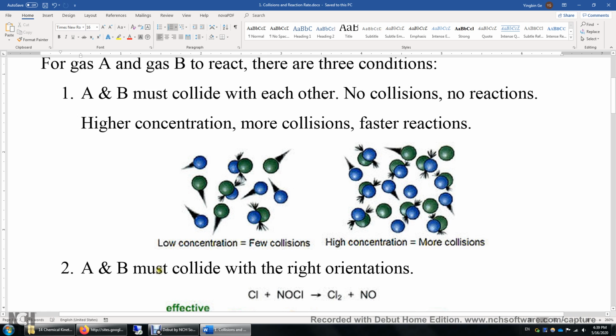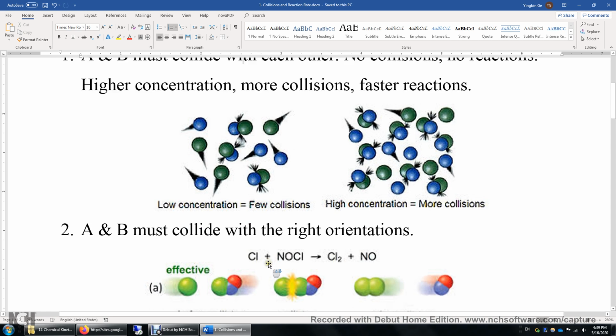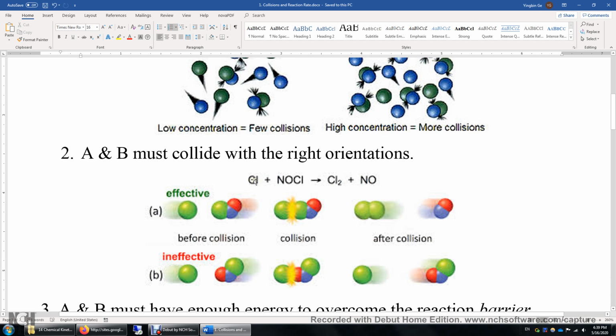Also, A and B must collide with the right orientation. That's the second factor. For example, the chlorine atom may react with this NOCl molecule to produce chlorine molecule, Cl2, and nitric oxide. For this reaction to take place, the chlorine atom must approach the chlorine side of NOCl. And then these two chlorine atoms can form a bond, and now you have Cl2.